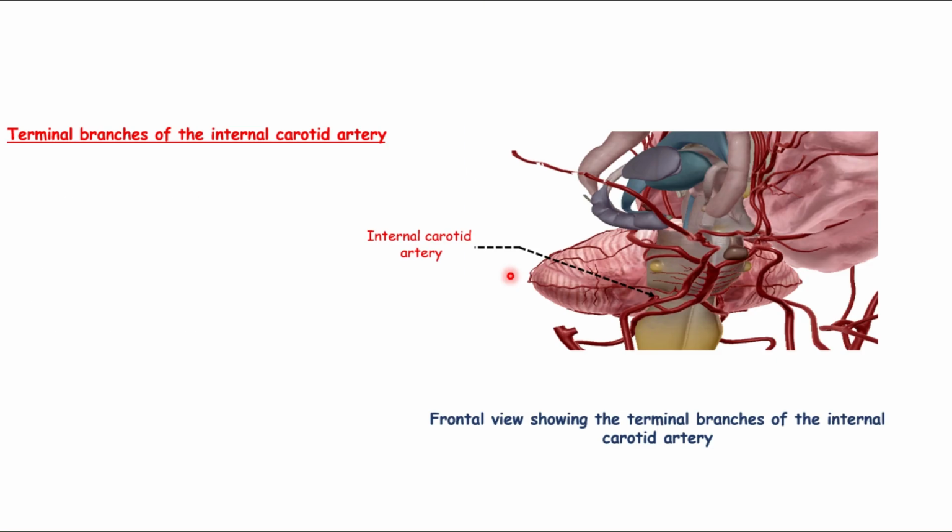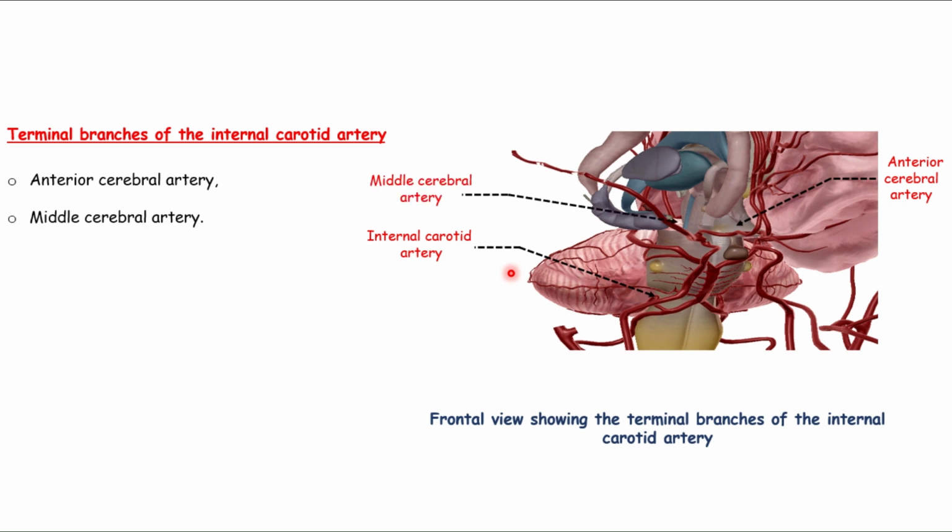The terminal branches of the internal carotid artery are the anterior cerebral artery, which supplies the medial portions of the frontal lobes and parietal lobes of the brain, and the middle cerebral artery, that is the largest branch of the internal carotid artery and supplies the lateral aspects of the frontal, parietal, and temporal lobes, as well as the basal ganglia and internal capsule. Let's discuss now some clinical applications.